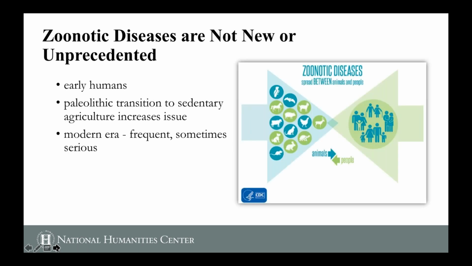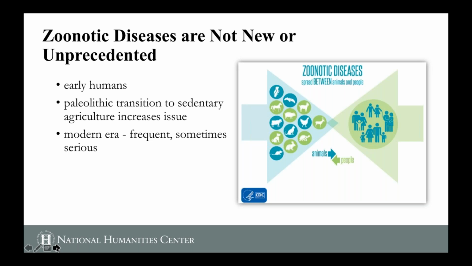So zoonotic diseases are not new and they are not unprecedented. This is a lovely graphic about zoonotic diseases from the CDC. Since we started interacting with animals, we have managed to pick up diseases from animals. Zoonotic diseases are diseases that can be transmitted from animals to people. We sometimes think of these as diseases that normally exist and circulate in animals, but that can sometimes impact humans.